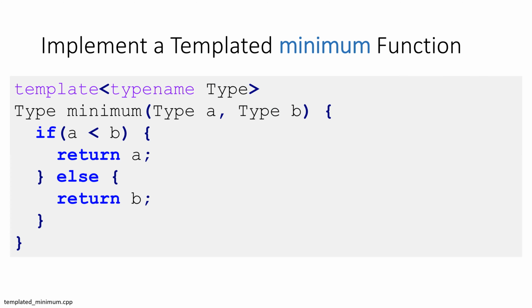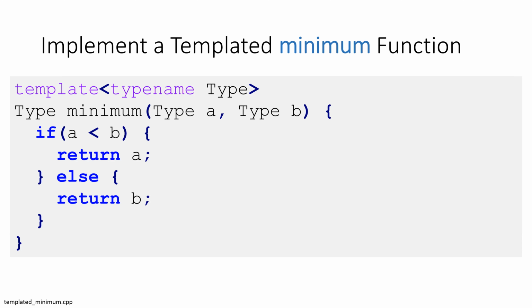Okay, so your code probably looked something like this. So we got the template prefix. We've defined our type variable type. We use it in our header. We don't even need any temporary variables here. I used operator less than. So if A is less than B, return A, otherwise return B.